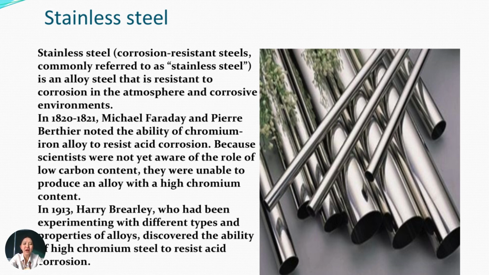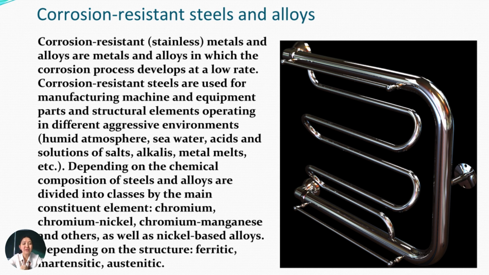And we have a figure here. Secondly, the presentation will talk about corrosion-resistant steels and alloys. Okay, so it's like stainless steel. These are metals and alloys in which the corrosion process develops at a low rate. Corrosion-resistant steels are used for machine and equipment parts and structural elements operating in different aggressive environments, for instance humid atmosphere, seawater, acids, and solutions of salts, alkalis, and metal melts.